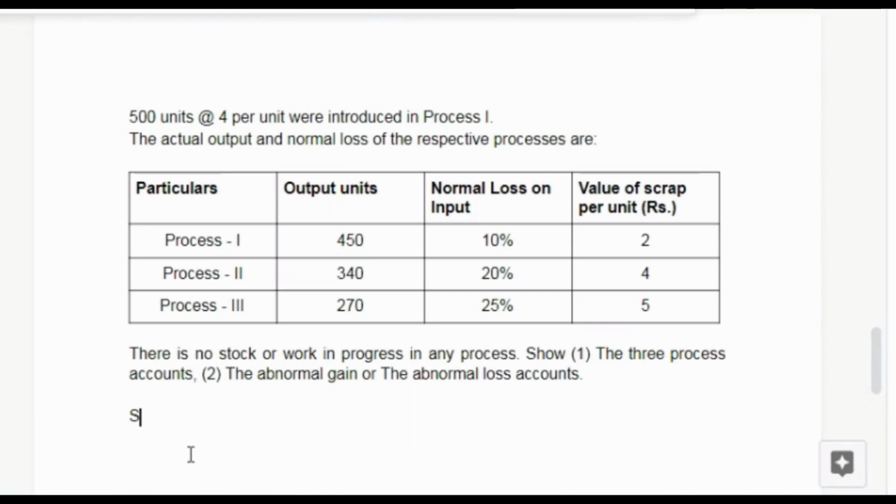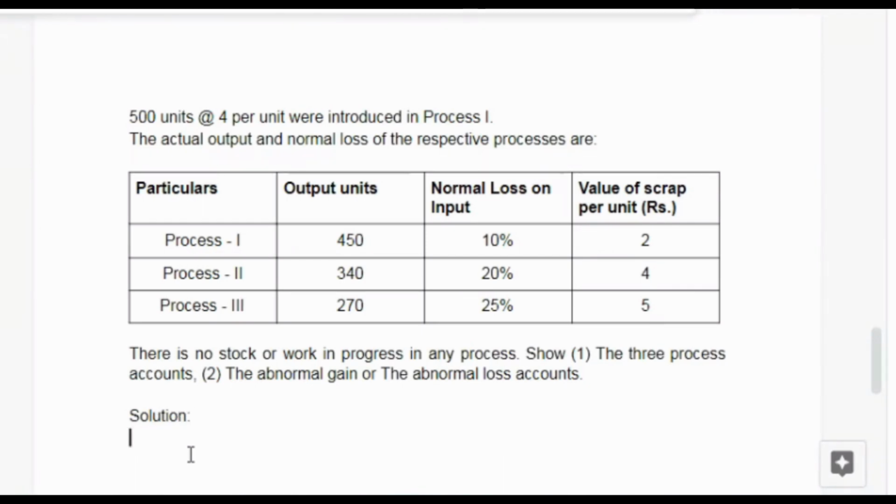Normal loss means the loss which arises due to normal activity, or the expected loss in the process on the basis of your past experience. જૂના experience ઉપરથી ખબર પડે કે ભાઈ આટલા ટકા તો loss જાય જ છે એમ. So that is normal loss, expected loss. And abnormal loss is not expected. If your loss is more than normal, that is called abnormal loss. Or if you are producing good product, means your loss is less than the normal, then it is called abnormal gain. So let's see how to calculate abnormal gain and abnormal loss in this example, right?